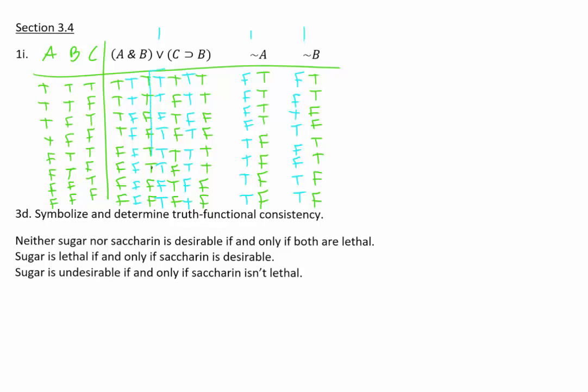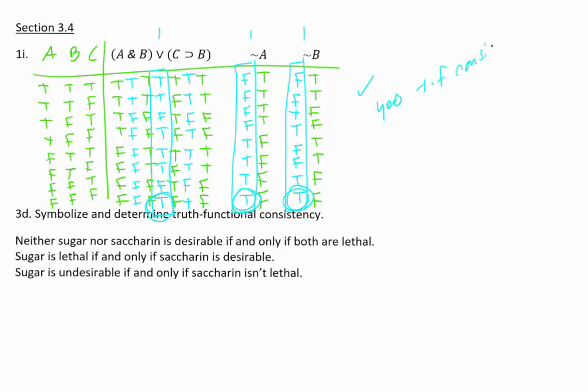Is it possible for these sets in any one row to be true at the same time? And indeed, there's one that jumps out to us right here at the very end. So yeah, it is possible. So they are consistent.